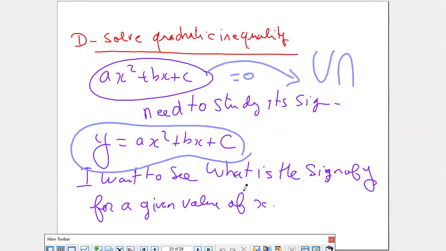Let's move on. Now, how do we solve a quadratic inequality? Solving a quadratic inequality means I want to see where this expression gives me a negative or a positive answer. So step one, I need to study its sign. So step one, I need to solve it equal to zero to find the roots, and then do the table of signs. How are we going to do that?